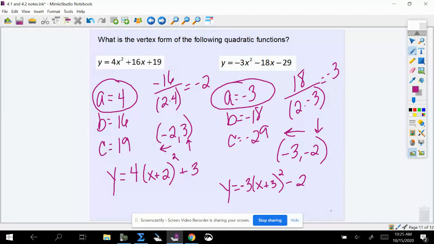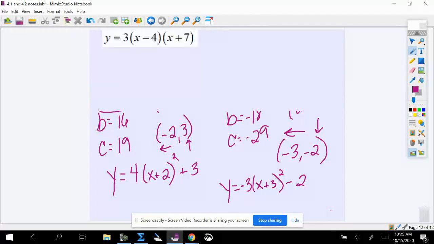You just need to find the vertex using what we have been doing this whole topic, and then fill everything into the proper form. One last slide for 4.2.